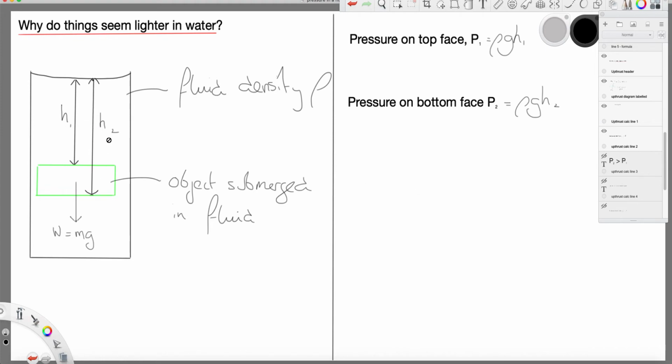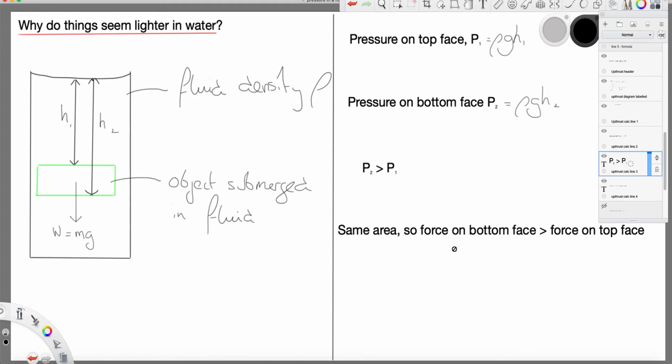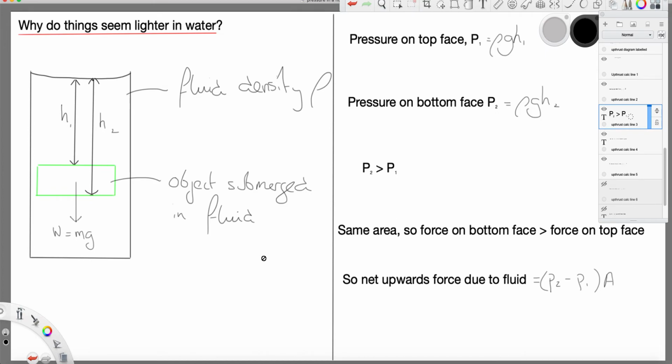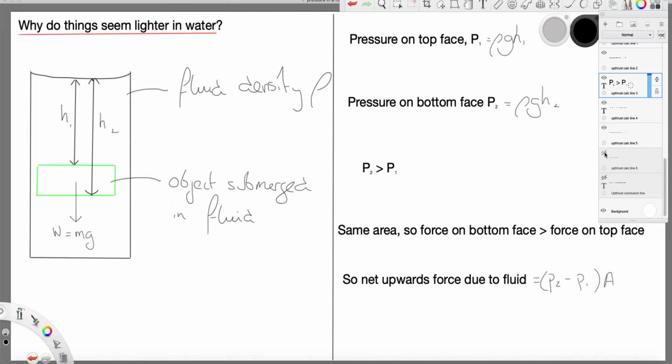Now, h2 is bigger than h1, so the pressure on the bottom is greater than the pressure on the top. You have the same area on top and bottom, and so the force on the bottom must be greater than the force on the top. So we have a net upward force, the difference in the pressures, P2 minus P1, times the area. Because the force upwards here is bigger than the force downwards here, they don't cancel. And so there is a force upwards which is reducing the effect of the weight. There is now a smaller resultant force, P2 minus P1 times A, minus W.